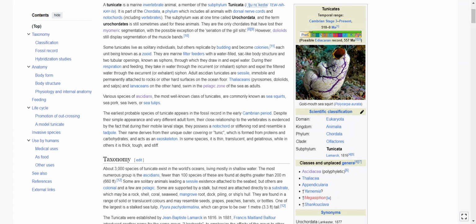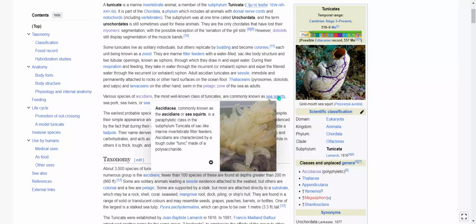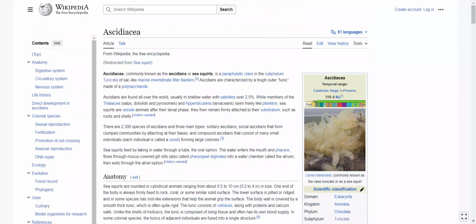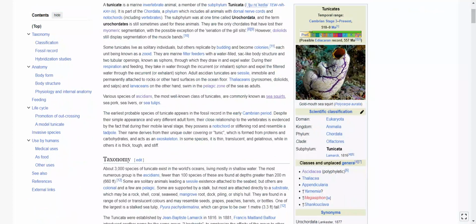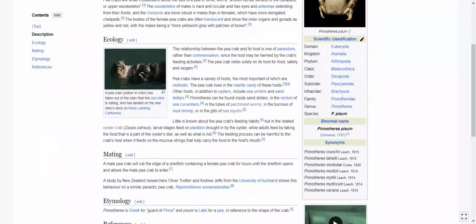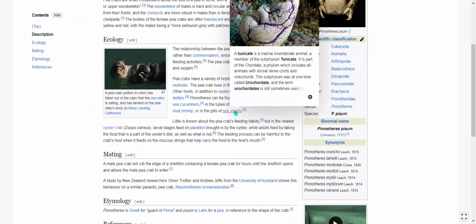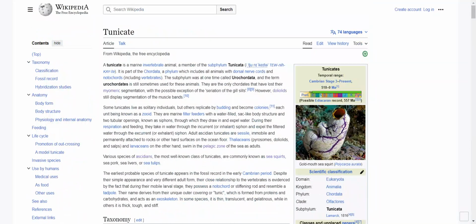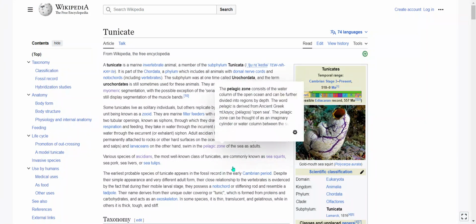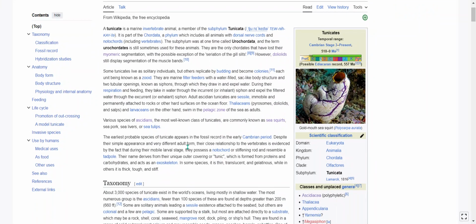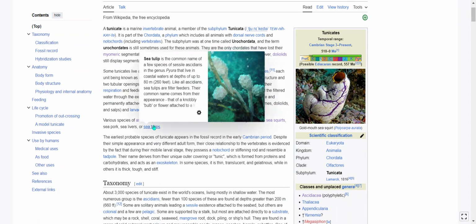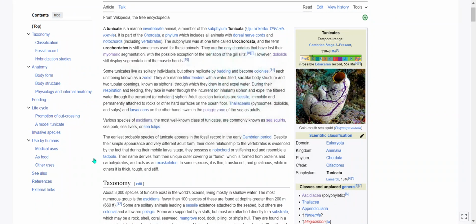So various species of ascidians, the most well-known class of tunicates, are commonly known as sea squirts. That's what I wanted to be reading. I thought I clicked sea squirt. Yeah, my link was sea squirt, but it put me on the larger subphylum. Okay, so those are commonly known as sea squirts, sea pork, sea livers, or sea tulips.